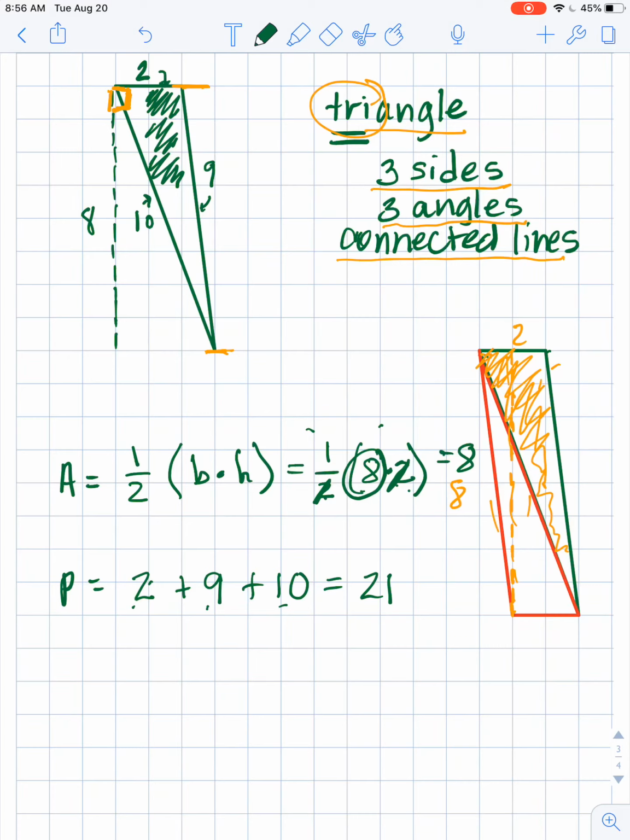And it works with this kind of triangle. It works with a right triangle a lot easier, because you can see if you duplicate that, you're going to get a perfect rectangle.